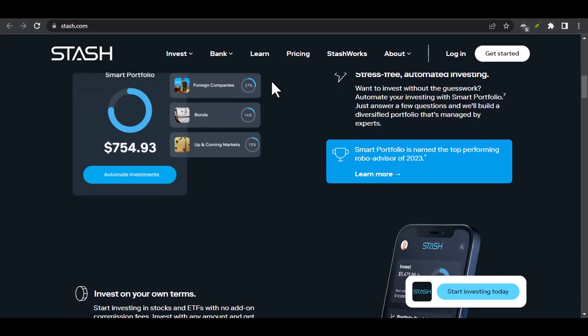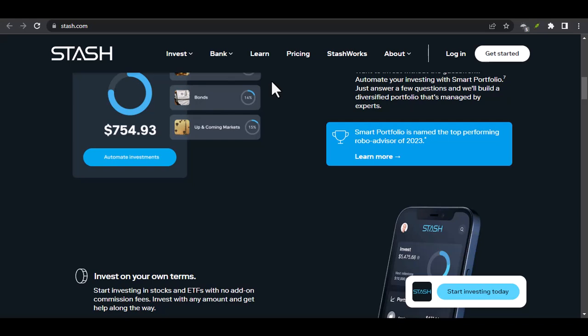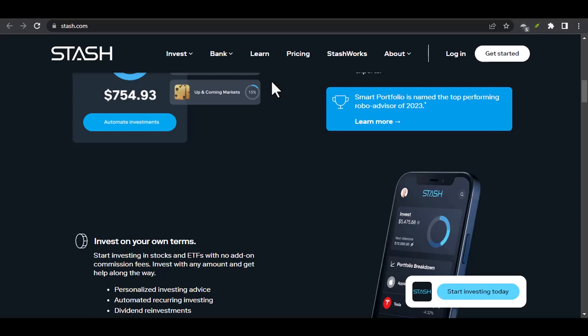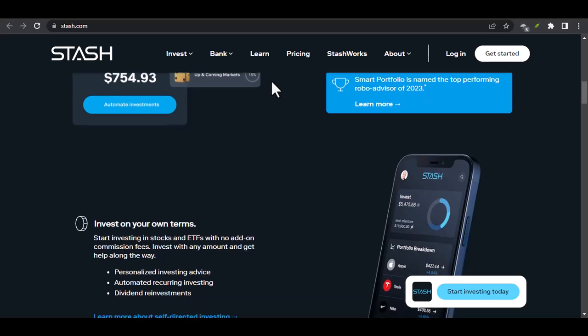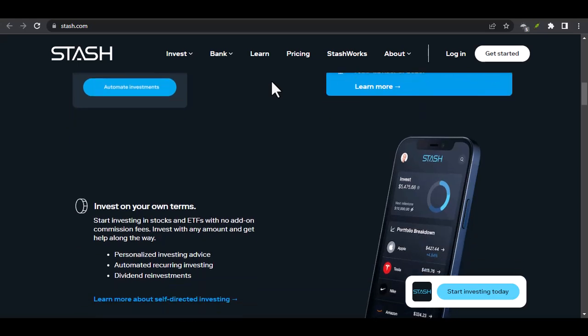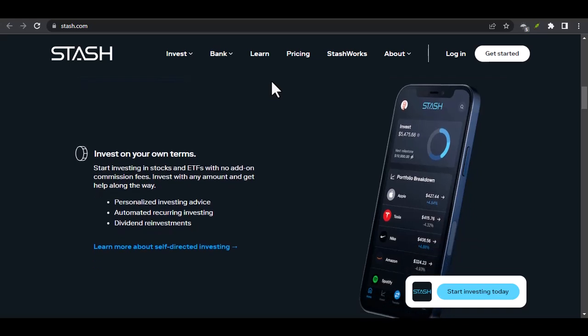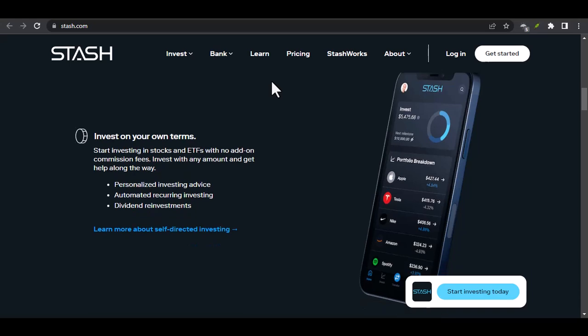To prevent fraud, Stash wants to make sure that you're the rightful owner of the funds before releasing them. To maintain market stability, rapid withdrawals can sometimes destabilize the market. To protect investors, Stash may want to prevent investors from making impulsive decisions that could lead to financial losses.